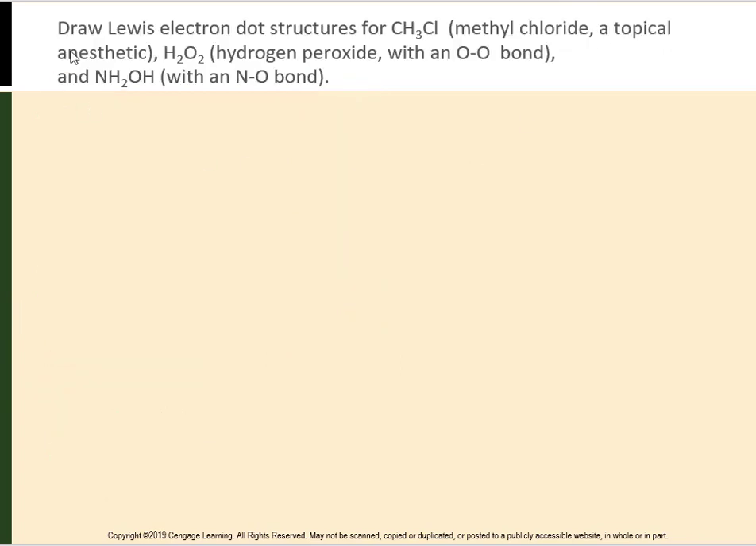Here's another couple to try. Try drawing the Lewis structures for CH3Cl, which is methyl chloride, H2O2, hydrogen peroxide, that has an OO bond, and NH2OH with an NO bond. See if you can write those out. Take a second and pause the video and try to work that.